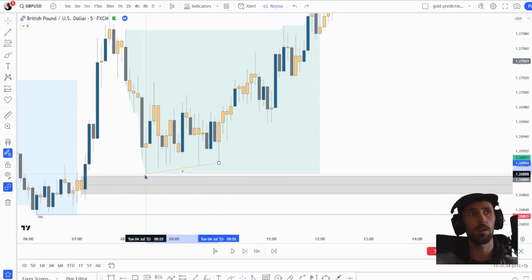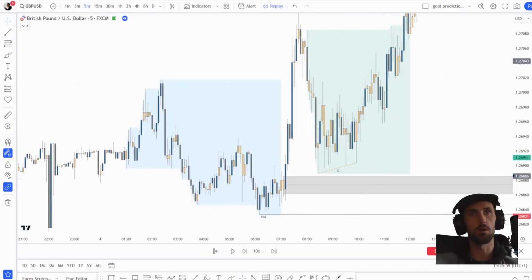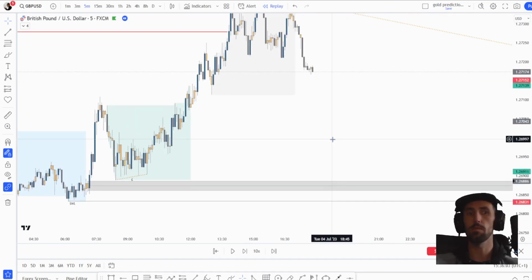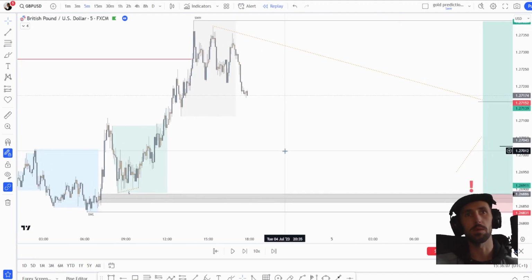Now, once we've found our POI, all that's left to do is add confluence to this POI and essentially dictate to ourselves where our parameters are. Now, the parameters of any trade are going to be the same. It's going to be, where's your stop loss going, where is your entry going, and where is your TP going.